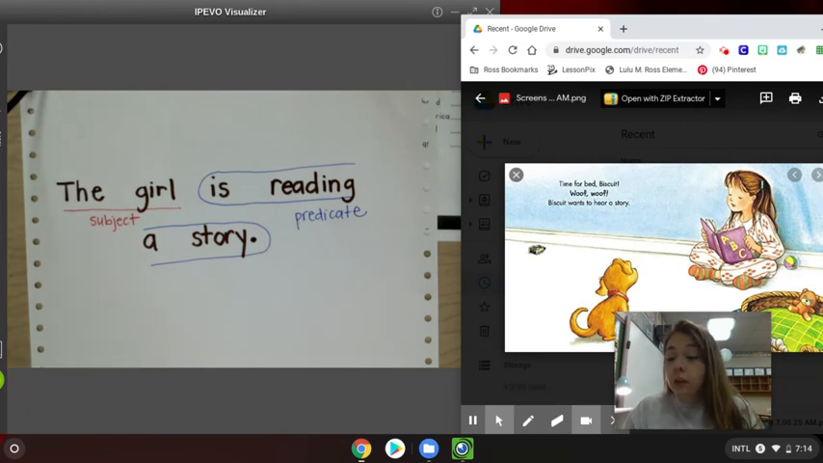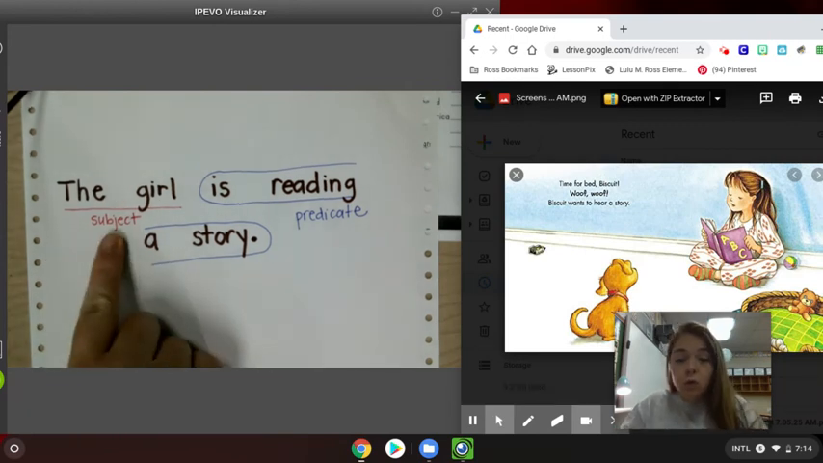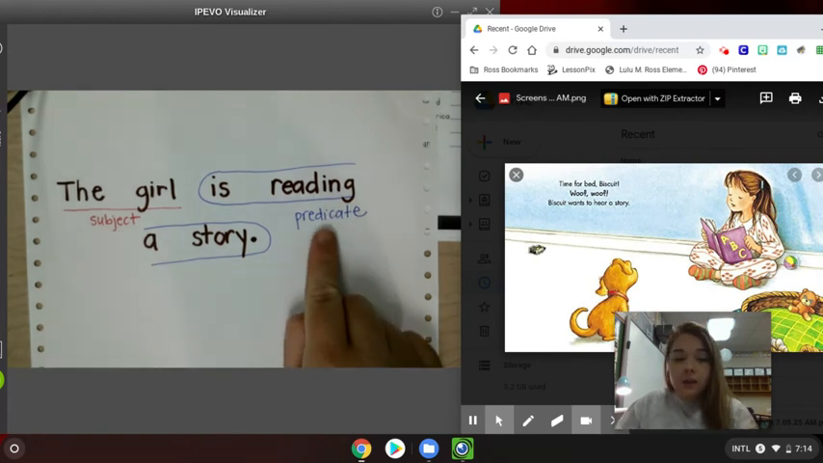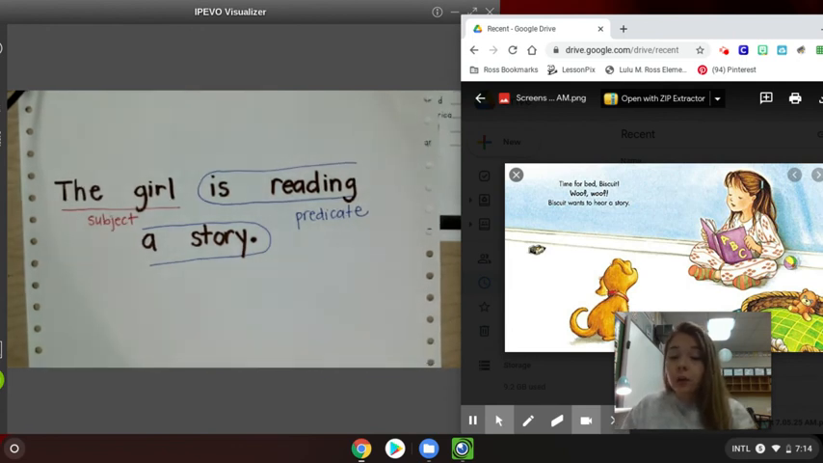Friends, you did a great job finding the who or what, which is the subject of the sentence, and the what doing, the predicate of the sentence. You're going to go practice making some complete sentences now yourself.